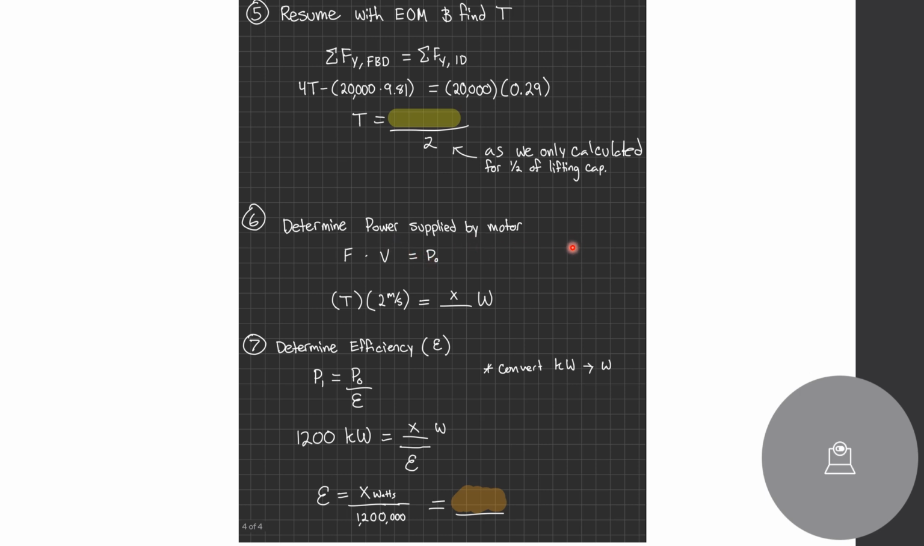Next, we would be determining the power supplied by the motor, and that's given by the equation force times velocity is equal to power output. So we have our tension multiplied by our velocity, which is given as 2 meters per second, and we are given a result of X watts.